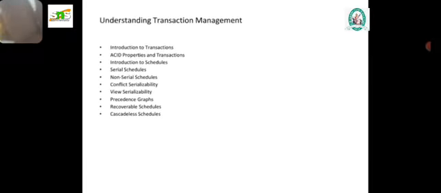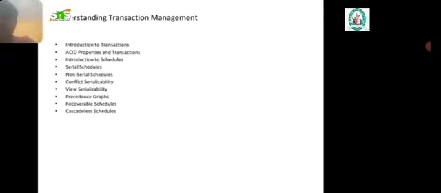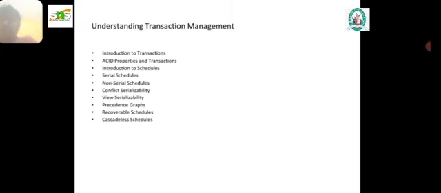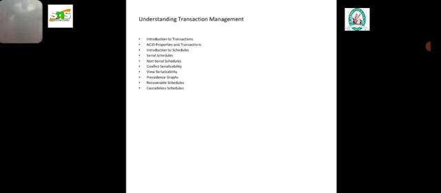This is the agenda: understanding transaction management, introduction to transactions, ACID properties of transactions, introduction to schedules, serial schedules and non-serial schedules, conflict serializability and view serializability, precedence graphs, recoverable schedules, and cascadeless schedules.